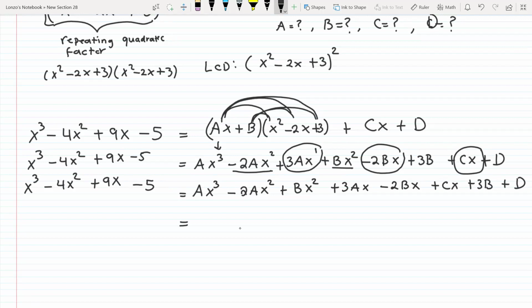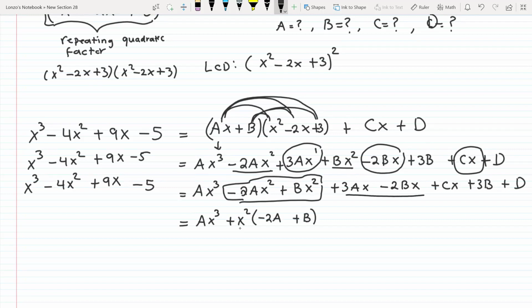Okay, then what I'm going to do, so ax cubed just stays the same. And then even though this has an x squared, what I could do is factor out an x squared, right? I could factor out an x squared because they both have an x squared. That's what I want. I'm going to factor out an x squared, and I get negative 2. Then you're left with negative 2a plus b, right?